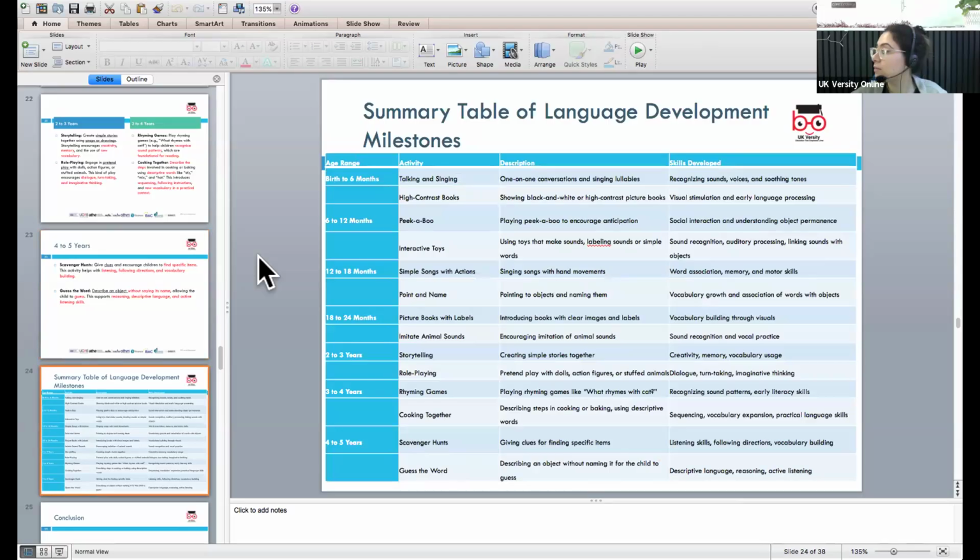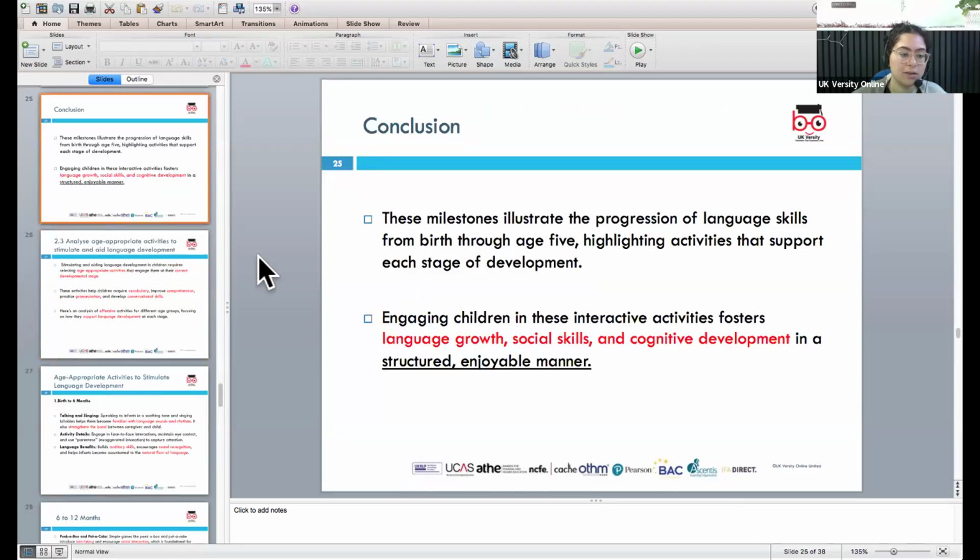So now is the summary table of language development milestones, which we just discussed, and it's a good summary. You can refer to it later on. Then the conclusion. These milestones illustrate the progression of language skills from birth through age 5. It highlights activities that support each stage of development, and engaging children in these interactive activities can foster language growth, social skills, and cognitive development in a structured, enjoyable manner.